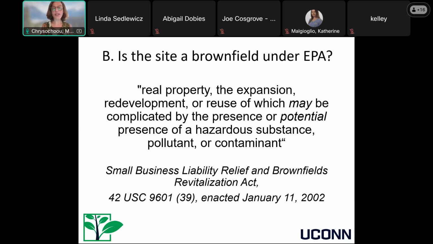The next question is fairly straightforward. Is the site a brownfield under EPA? What is a brownfield? It's a property, the expansion, redevelopment, and reuse of which may be complicated by the presence or potential presence of hazardous substances. This means two things: the site must be underutilized or abandoned, and the site may have had some sort of activity in the past that involved hazardous chemicals or hazardous waste.